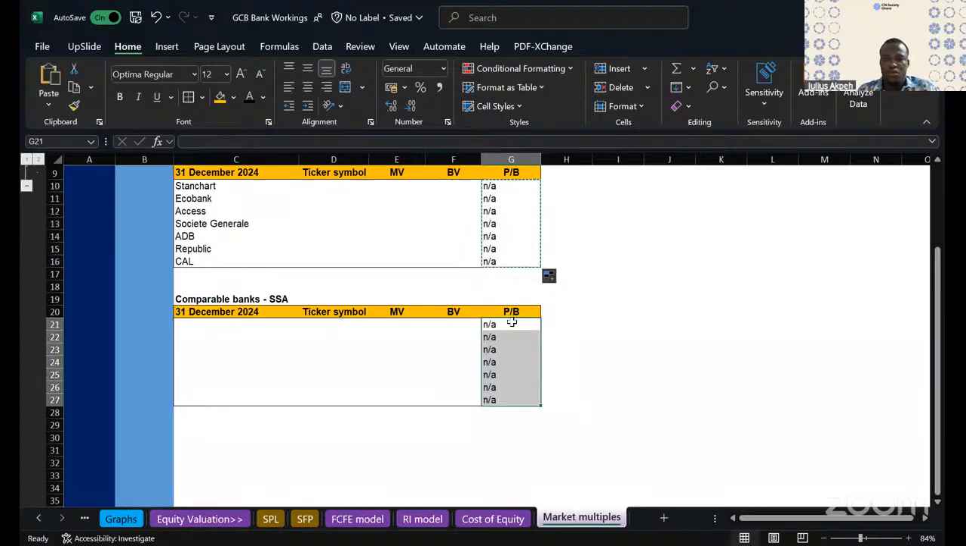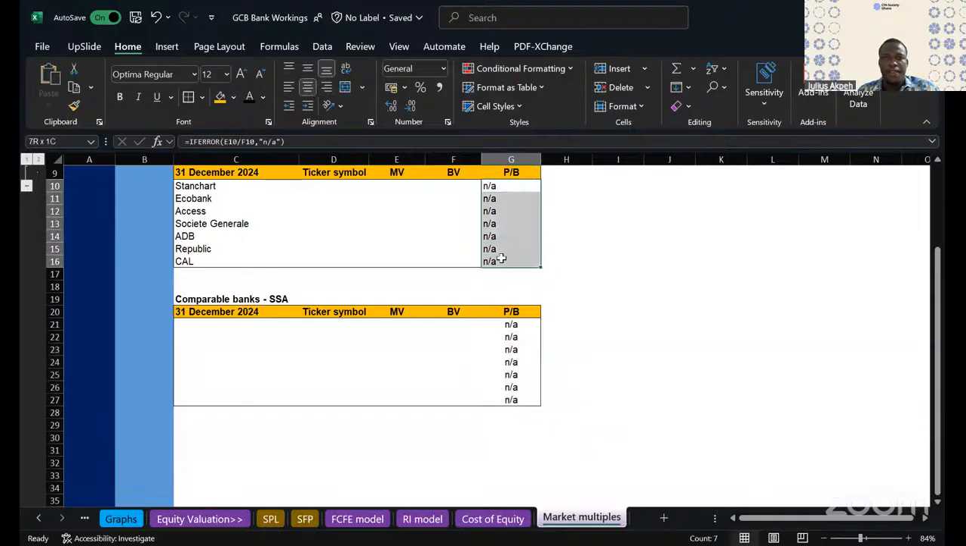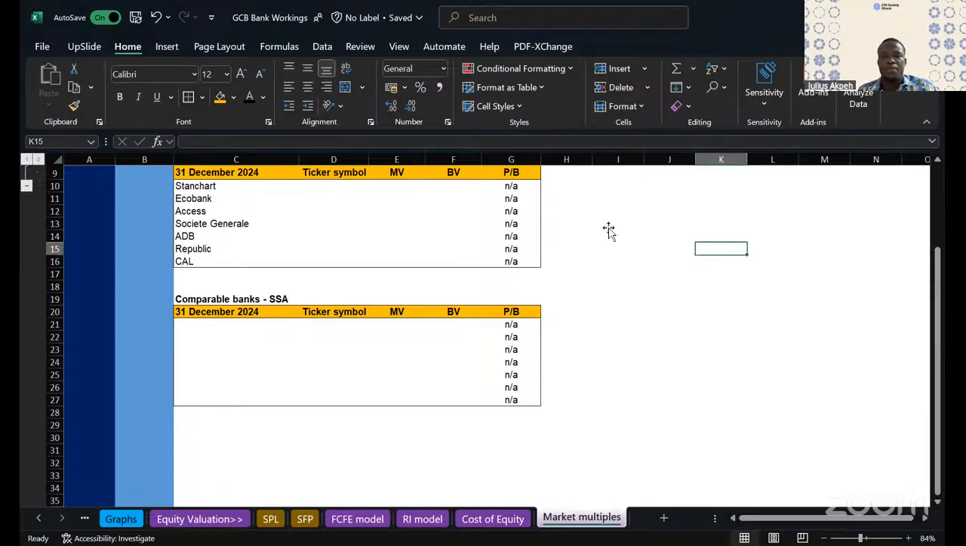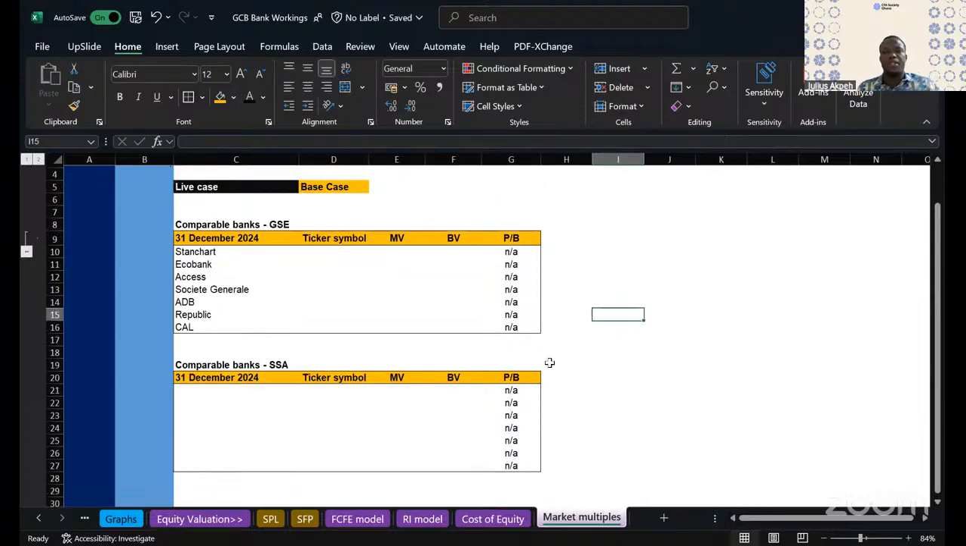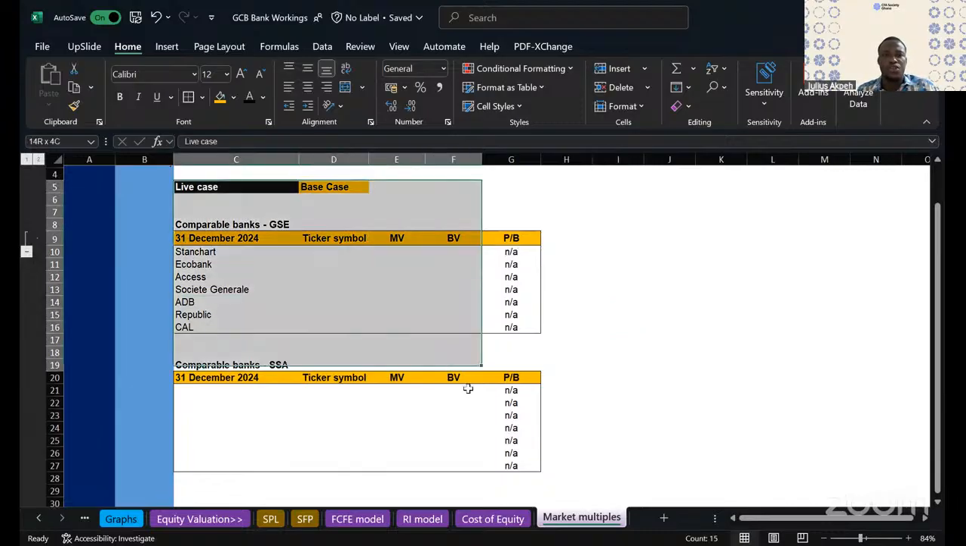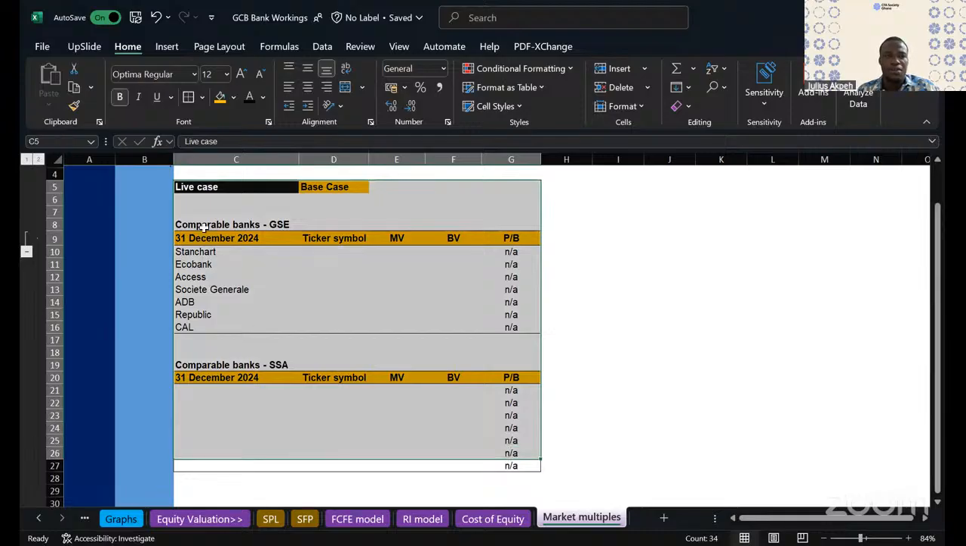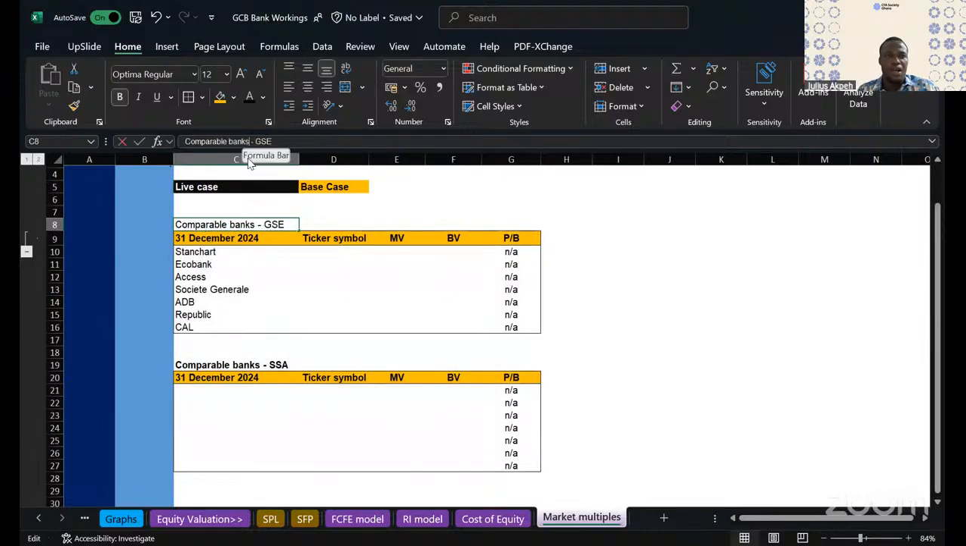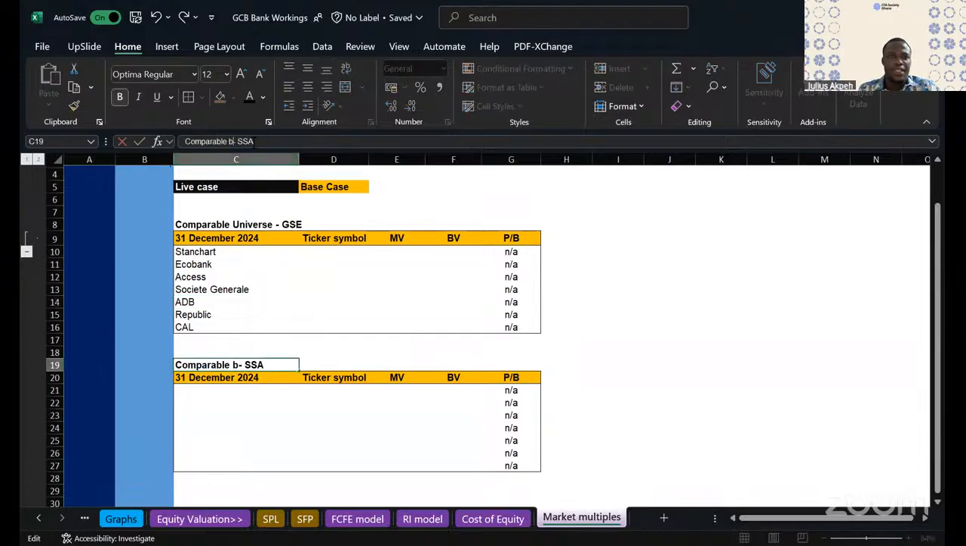So we have this, and there's something I want to talk to you about. You see, in my selection criteria, I would like to compare the return on equities generated by the various banks as well. That will show me which ones I will consider as comparables. Okay, so in fact, let me even call this comparable universe rather than comparables. Comparable universe.